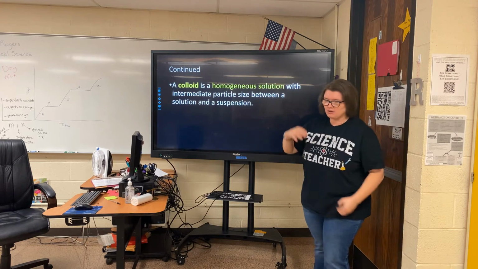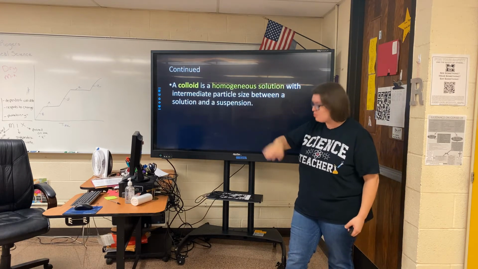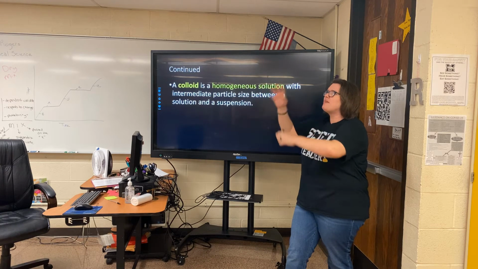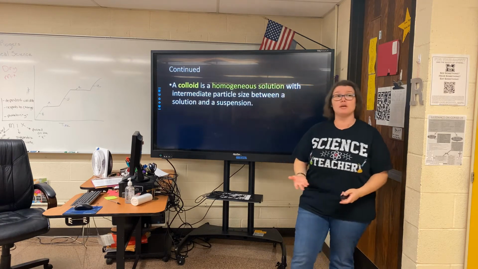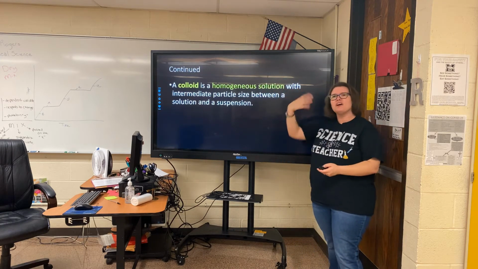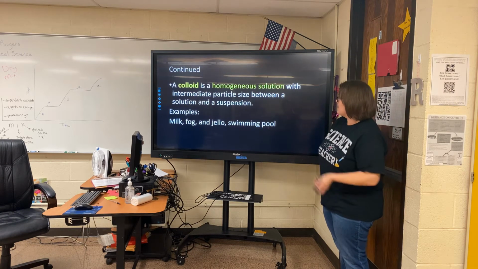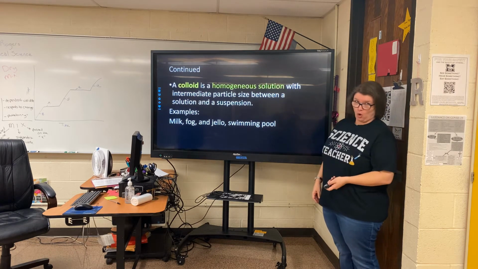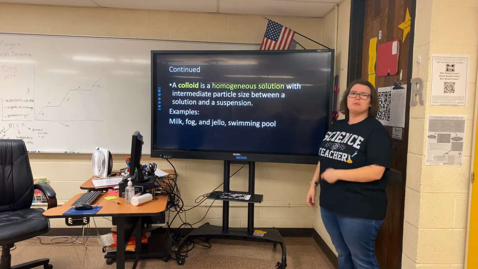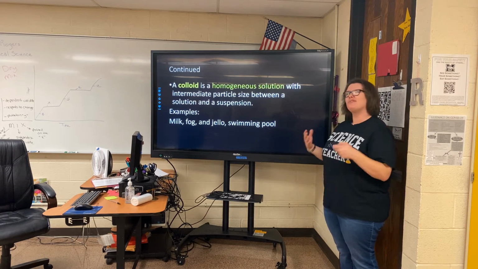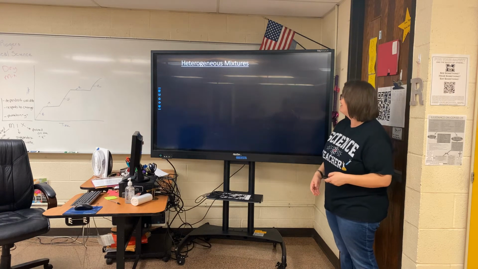If you put on your goggles and go underwater and look to the other end of the pool, you'll notice some floating effects and the light coming in. That's a colloid. It's fuzziness in the air, fuzziness in the solution. Examples: milk, fog, jello, and of course the swimming pool example. These all look foggy.